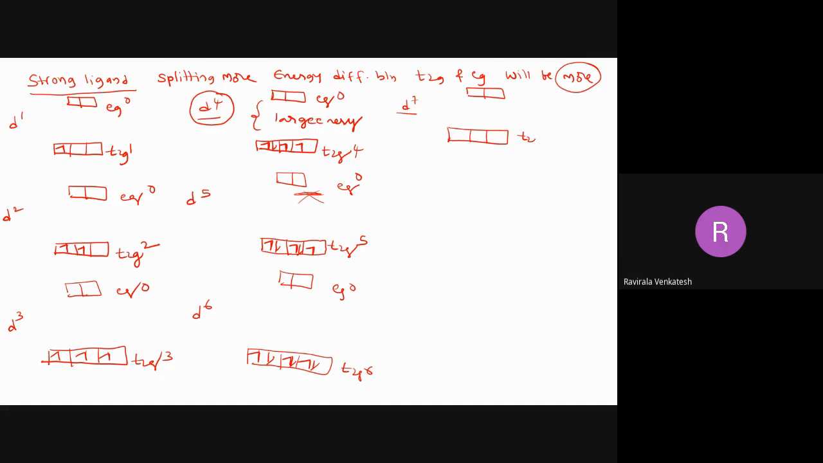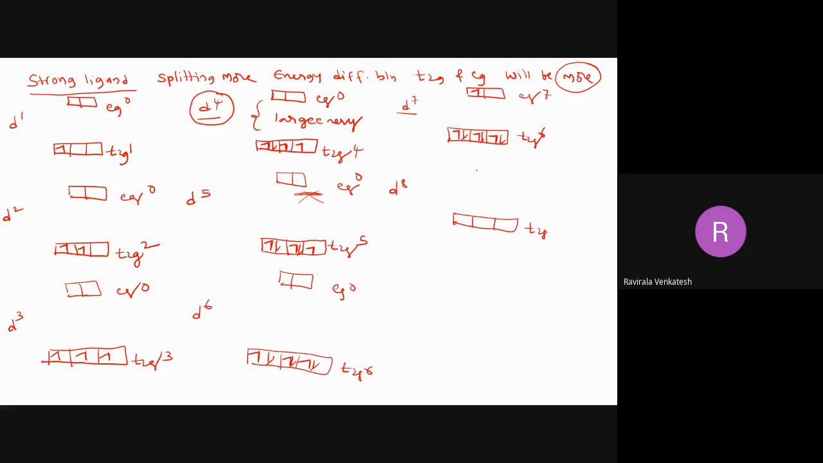This will be the T2G. This will be the EG. Now D7 means again 1, 2, 3, 4, 5, 6, and the 7th electron is getting into the EG. So T2G 6, EG 1. Now D8, if I take D8.